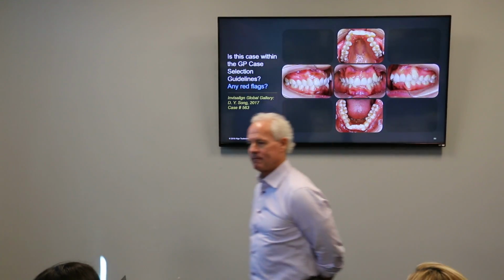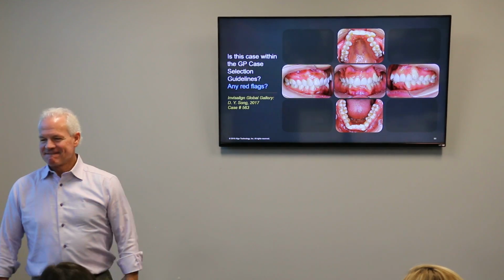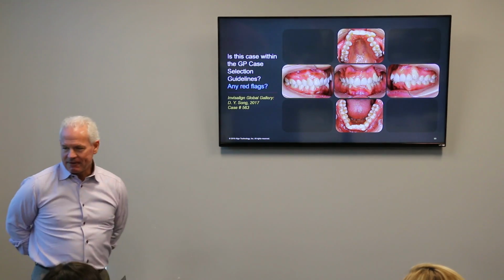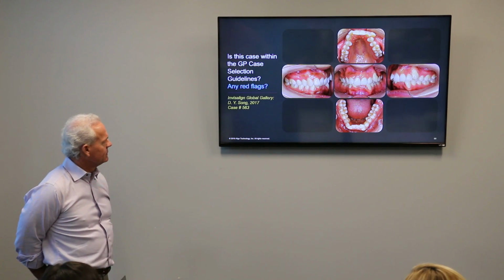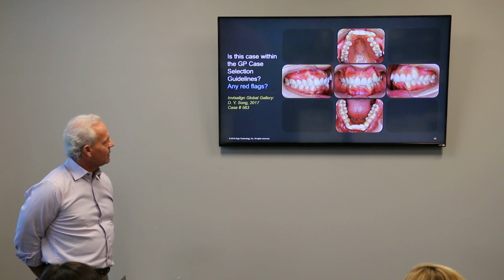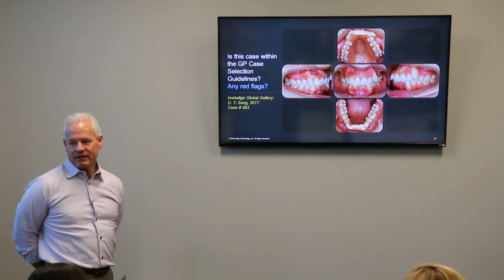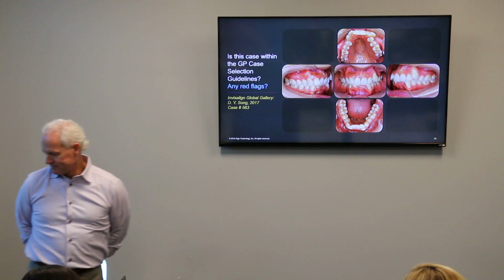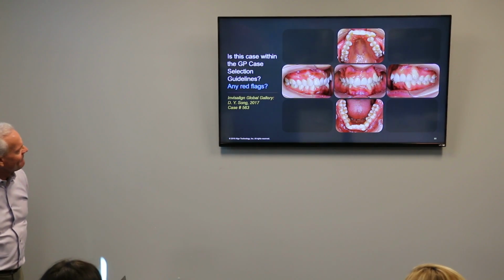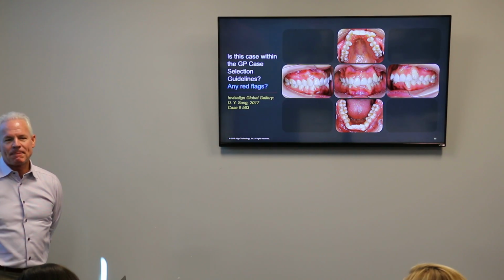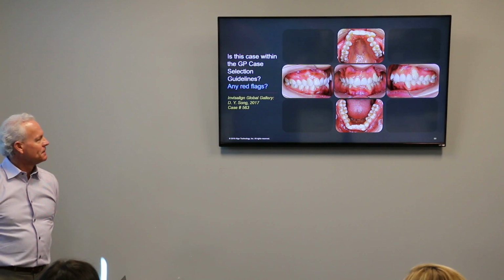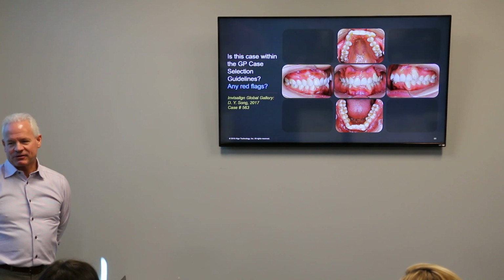Now, let's describe this case. Who wants to take a shot at how you would describe it orthodontically? Go ahead. Anterior deep bite. Moderate, severe, mild? I'd say moderate to severe deep bite. Normal overjet. Class 1 molar. Why is the overjet normal? Because the 8, 9 are retroclined.